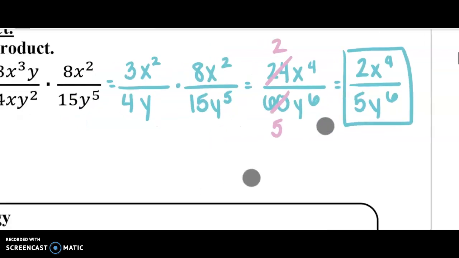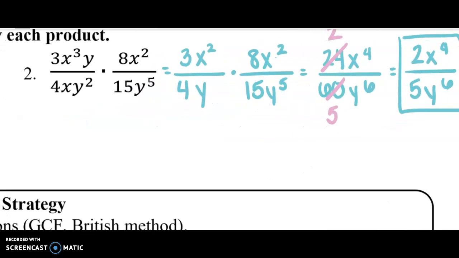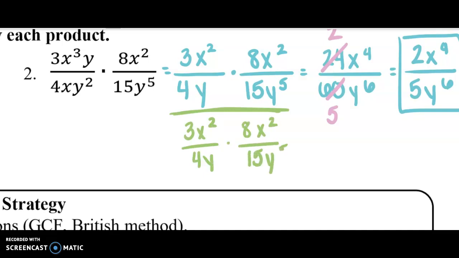Now, before we move on, I want to show you a different way you could have done number 2. So I'm going to do this in green. Instead of multiplying straight across, and I did show you this before, but we didn't really spend much time on it, at least I don't think, I would still say go to this step here where you simplified. So I'm going to rewrite that. So 3x squared over 4y times 8x squared over 15y to the 5th.